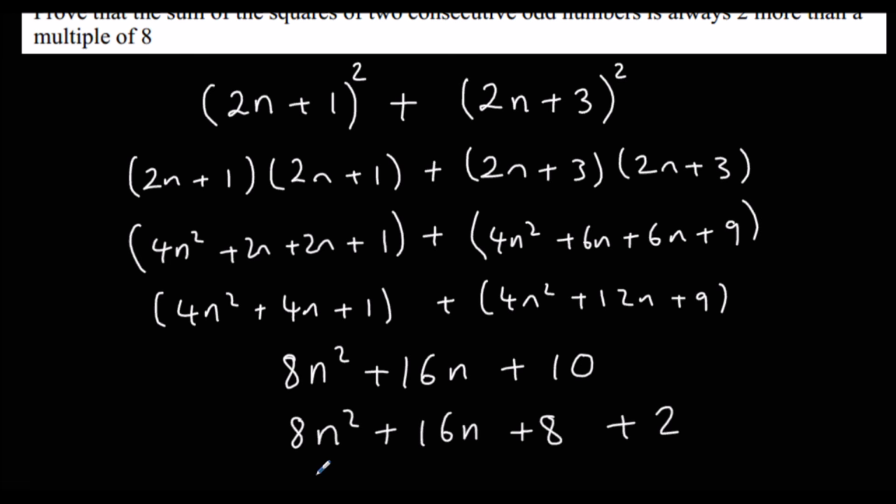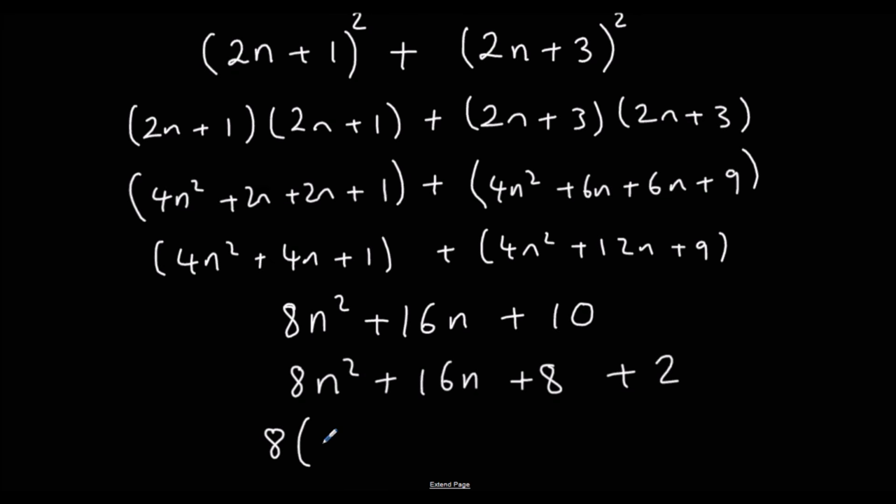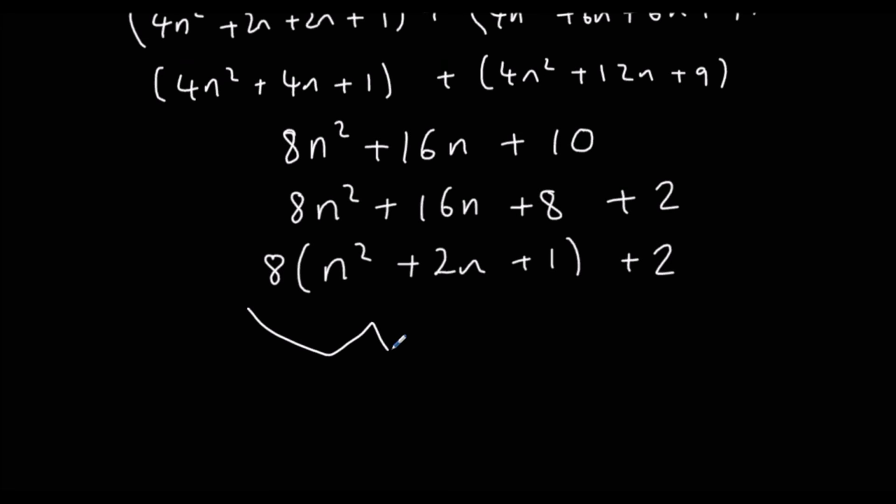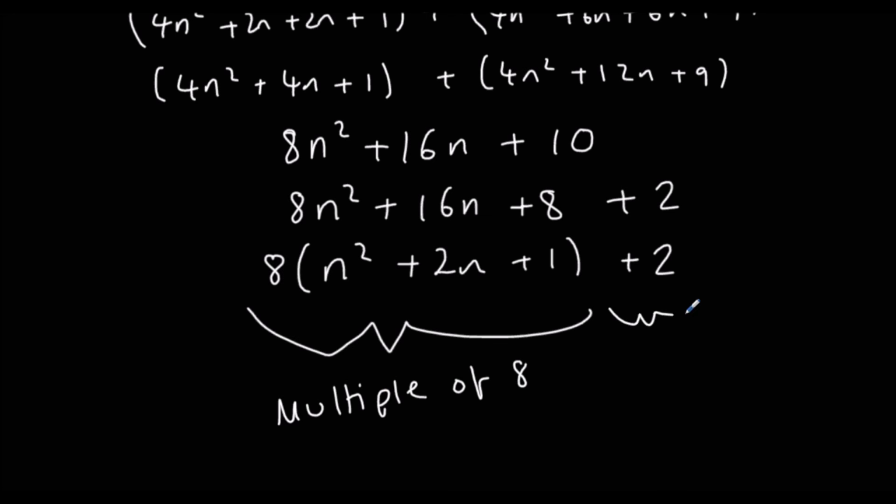So I've got a multiple of 8 and 2 more. So I can factorize 8 out of this. And then I've got 2 more. So I've got 2 more than a multiple of 8. That's a multiple of 8. And that is 2 more.